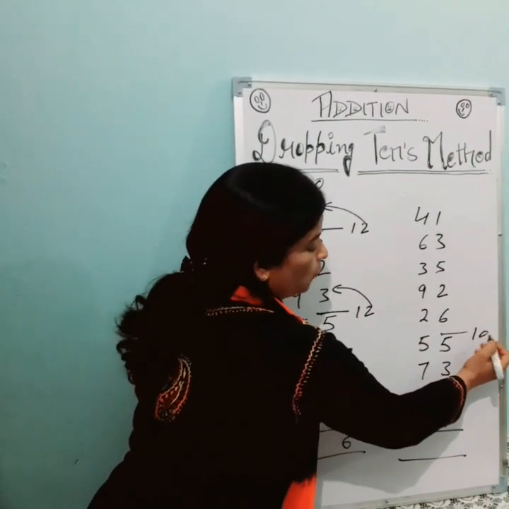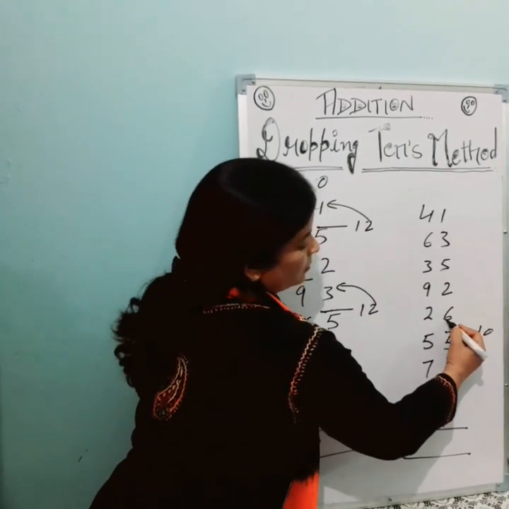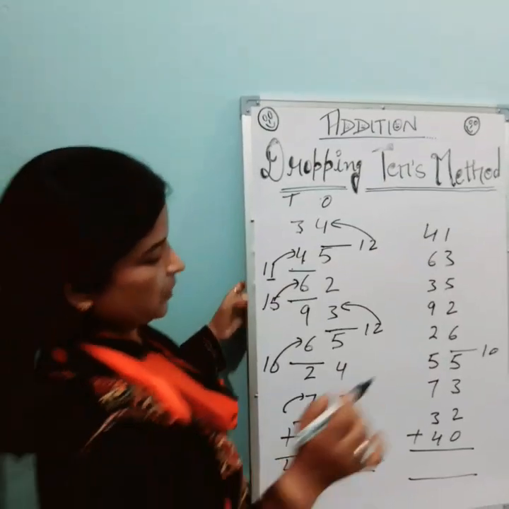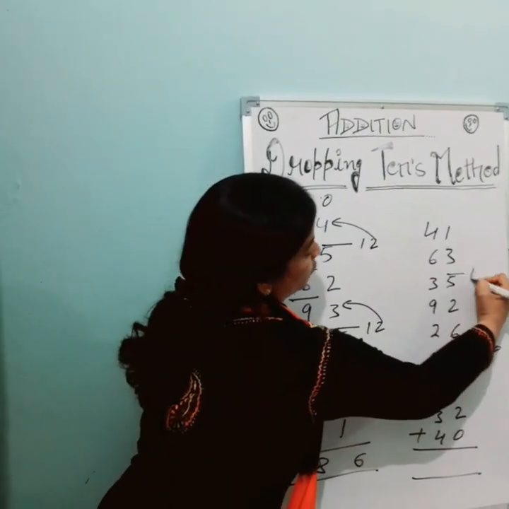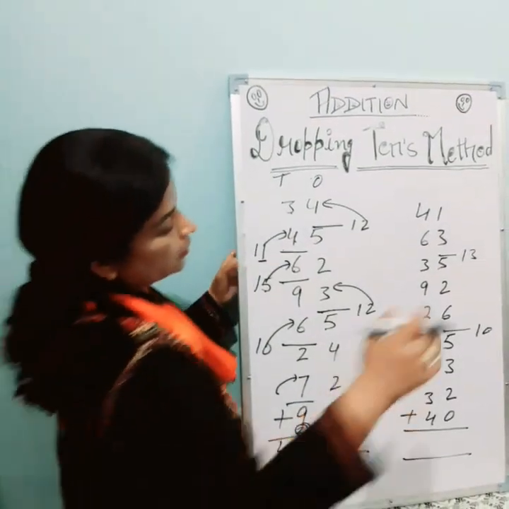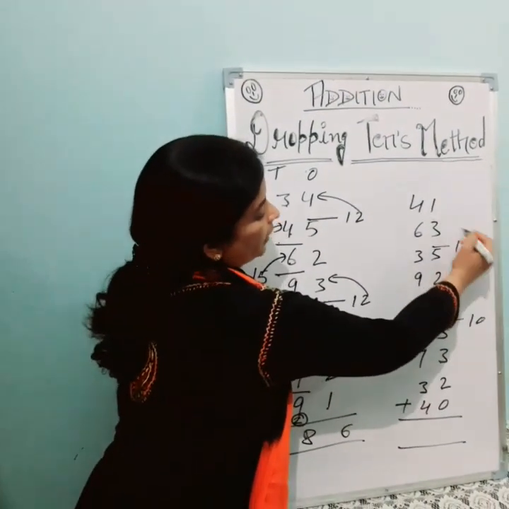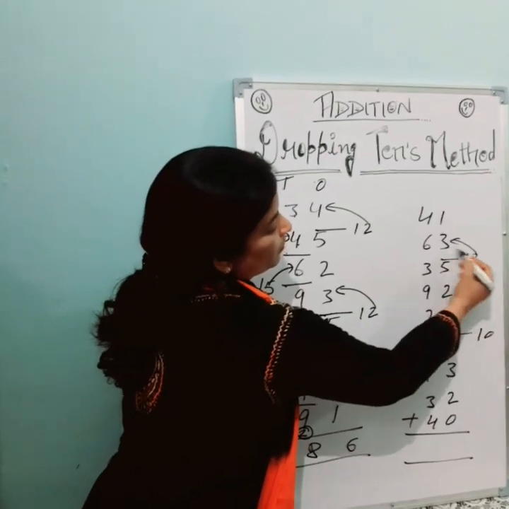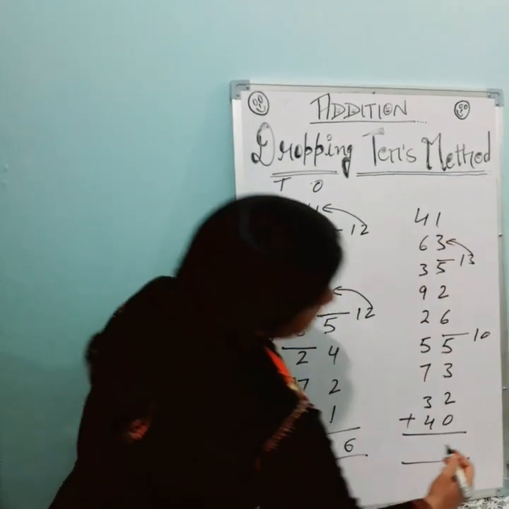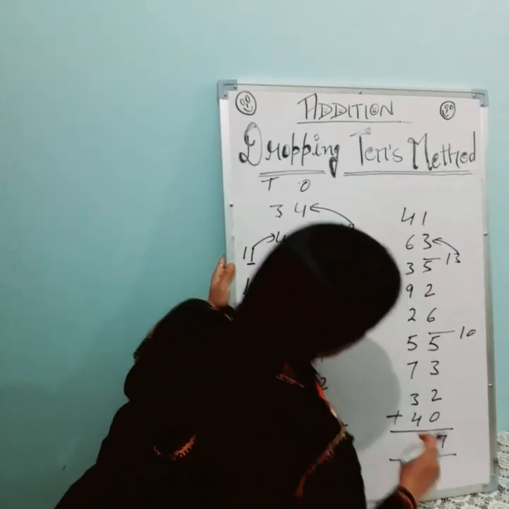The remaining one is 0. So we will start from 6 plus 2, 8. 8 plus 5, 13. 13 is again more than 10, so we will drop 10 here as a bar or line. The remaining ones is 3. We will carry it to the next number. 3 plus 3, 6. 6 plus 1, 7. 7 we will write here.